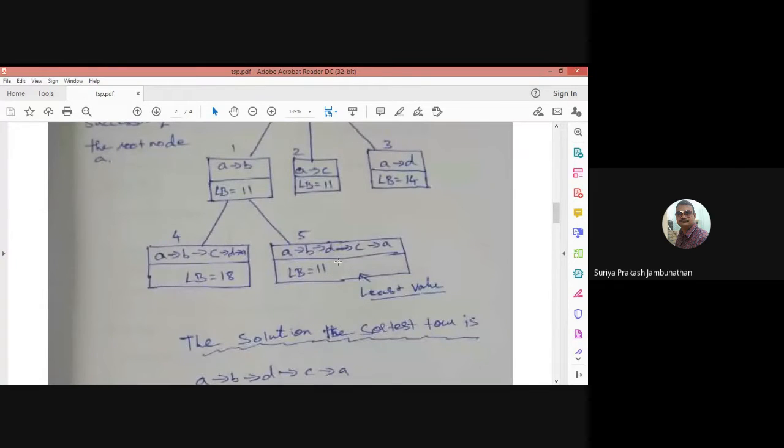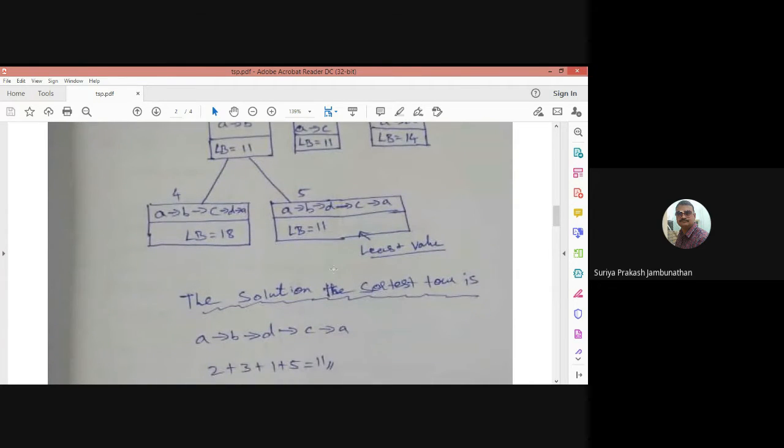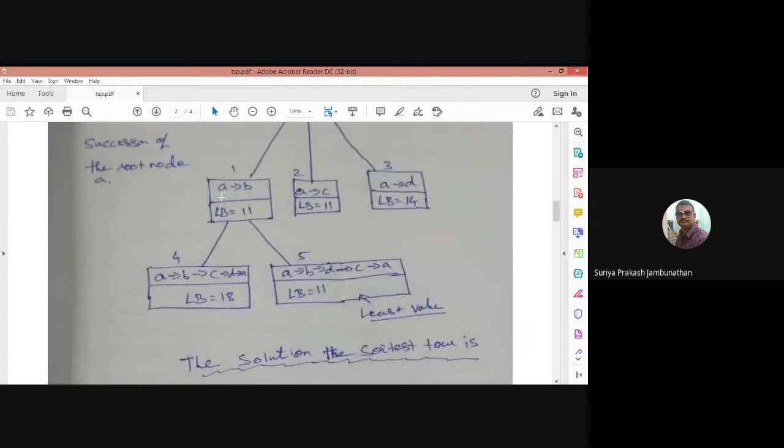So among these, which is the shortest path? 11 is the shortest path. So we got the answer. The solution to the shortest route is A to B, B to D, D to C, and C to A. That is the shortest route.